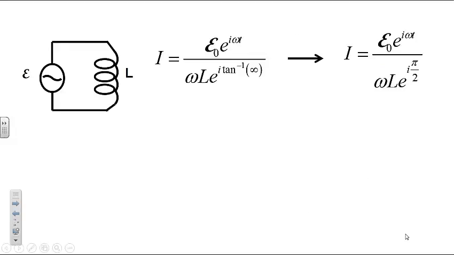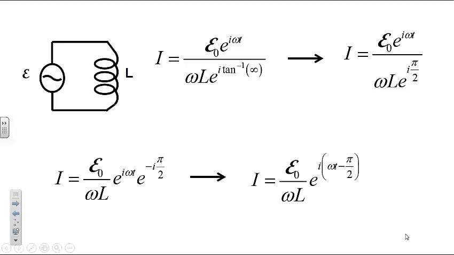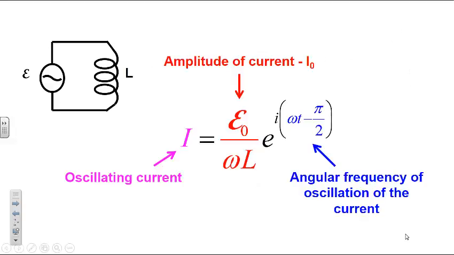Since the real portion of the impedance is 0, the angle in the exponent in the denominator is pi over 2. We can further simplify our equation by combining the two exponential terms. In this equation for the current, the amplitude of the oscillation of the current depends upon the amplitude of the oscillation of the EMF, the angular frequency of oscillation of the EMF, and the inductance of the inductor. The angular frequency of oscillation of the current is in the exponent of the exponential.